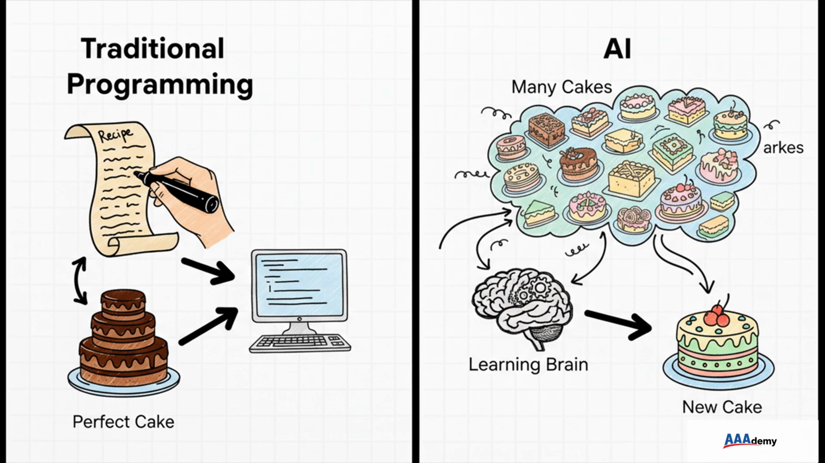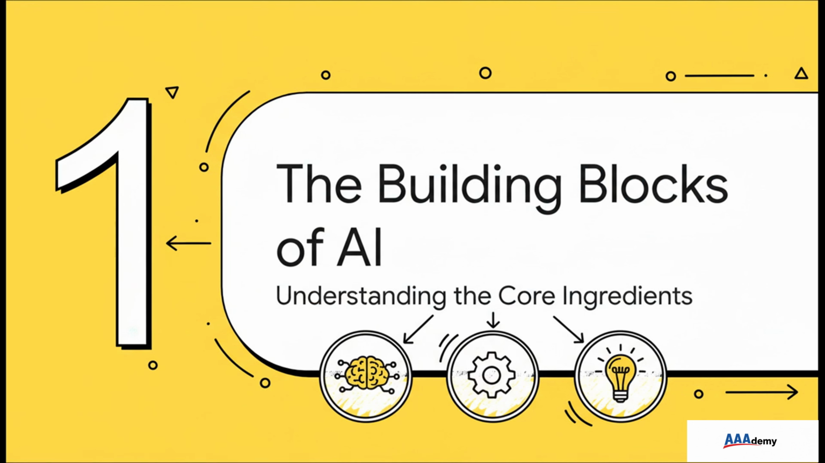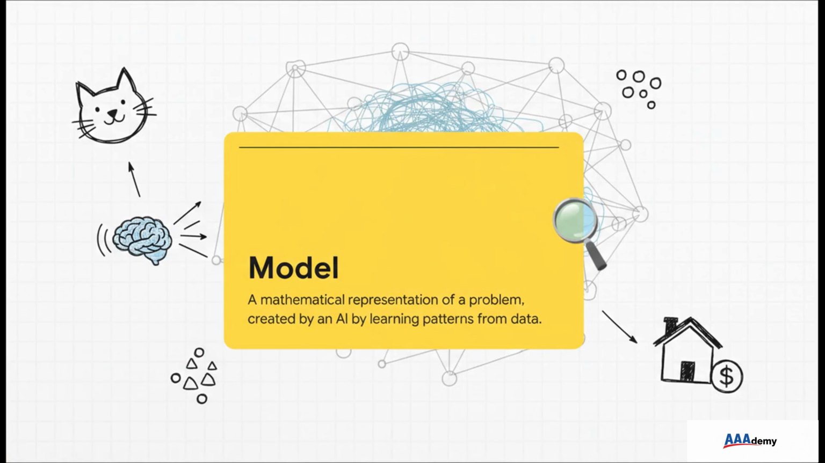And to really get how it does that, we need to look at its core ingredients. To really understand how that whole learning process works, we need to break it down into the three core ingredients that make up pretty much any AI system. These are the fundamental building blocks for everything else we're about to cover. All right, first up, we've got the model. After an AI has gone through all that data and done its learning, the final result is the model. It's basically a super complex mathematical structure that represents the problem it's trying to solve. You can totally think of it as the specialized brain that the AI has built for one and only one specific task, like spotting cats in photos or predicting what a house might sell for.